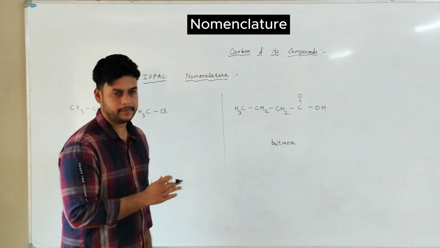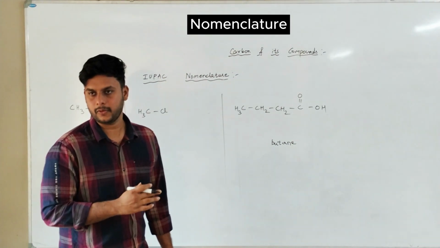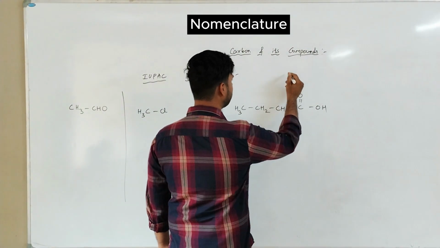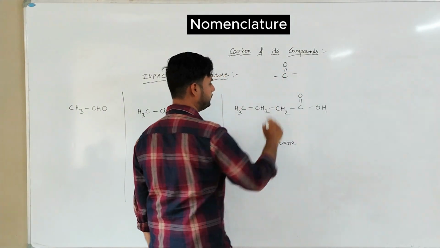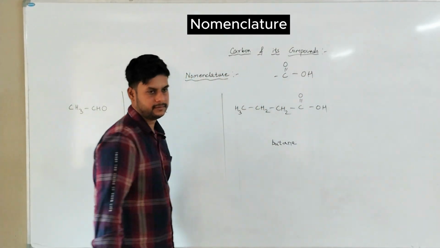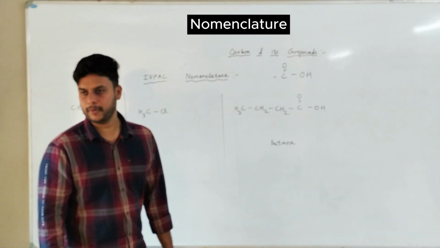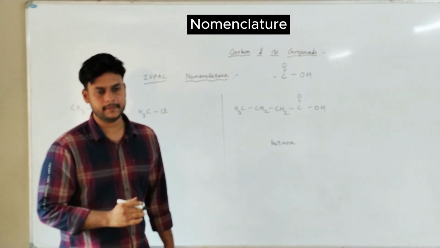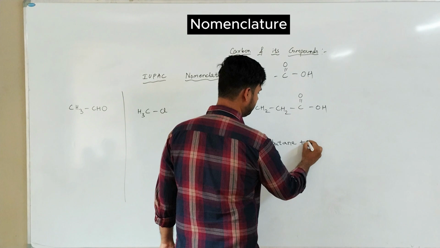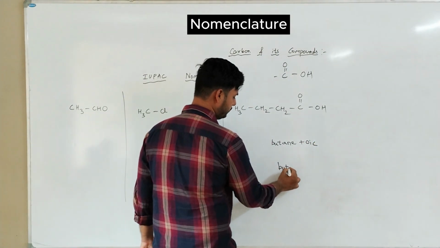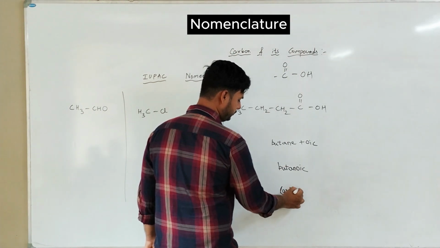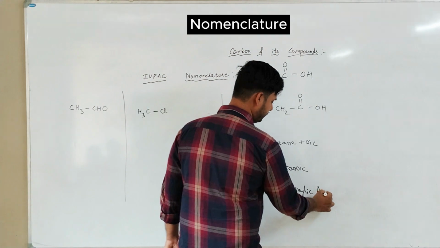Next, what should I see? Is there any prefix present? Chloro, bromo, nothing. Is there any suffix present? The suffix we can spot here. That is C double bond O, and OH is also there. Here the carbon is there, leave that. Write it separately. C double bond O, OH means what? OIC. So it is plus OIC. So it is butanoic acid. It comes under the carboxylic acid class.